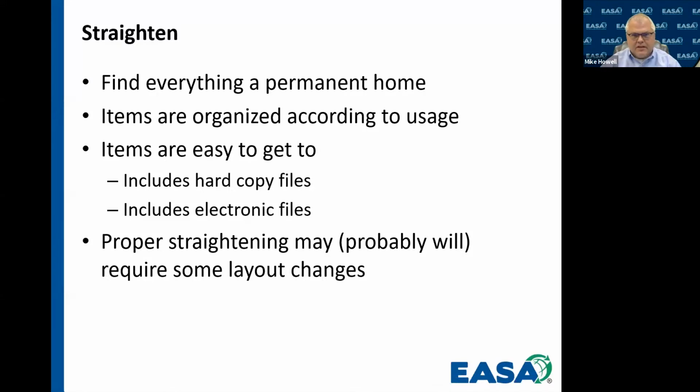We're also going to make items easy to get to, and that includes not only our tools and parts and materials, but hard copy files and electronic files. So if we're thinking of applying this in our administrative areas or filing areas, we want everything indexed appropriately in some fashion by job number or manufacturer or horsepower, whatever we use to retrieve information. And the same thing goes with electronic files. So not just the physical things we see in front of us.